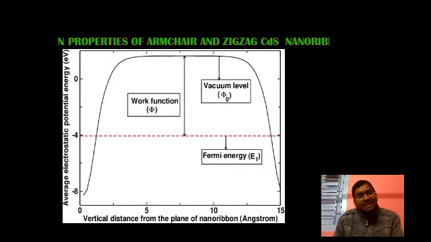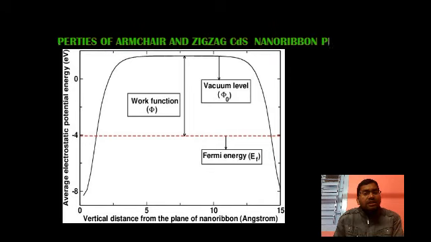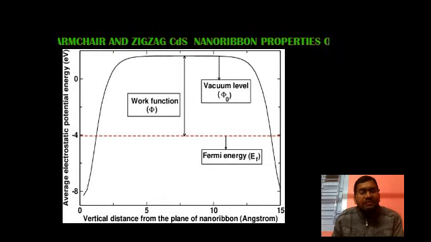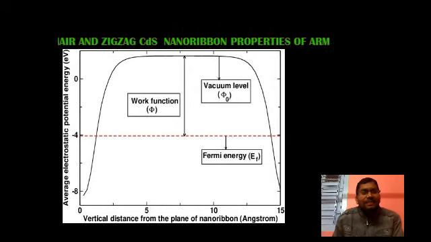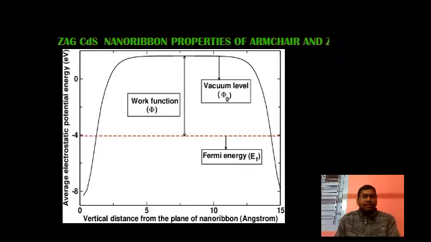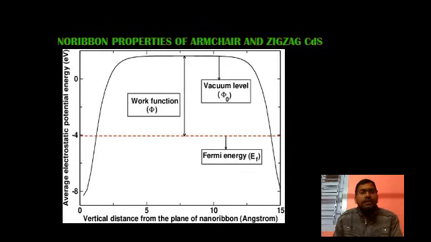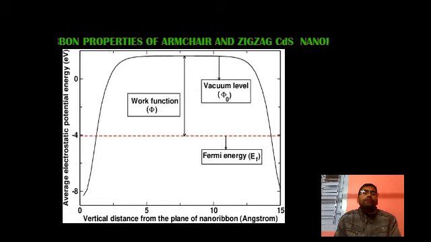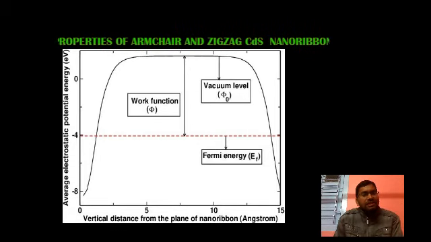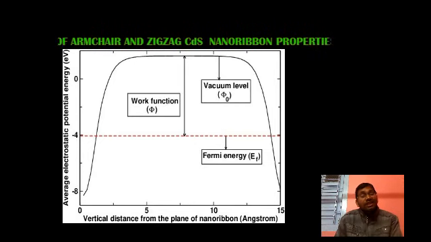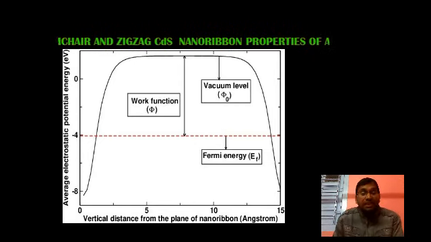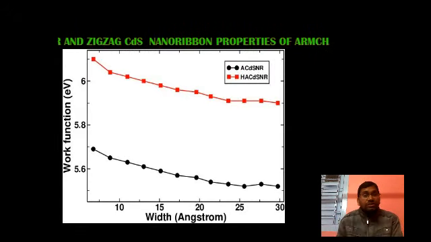As you increase the distance from the surface, the electrostatic potential becomes saturated and attains the vacuum level energy. And if we subtract the Fermi energy level, this red line, from the vacuum energy level, we get the work function. So this is very useful for determining its applicability in various field emission devices.